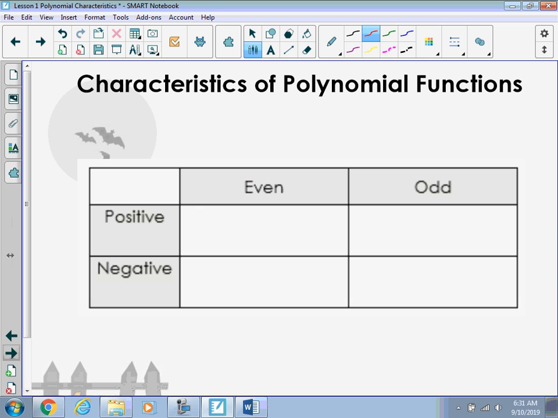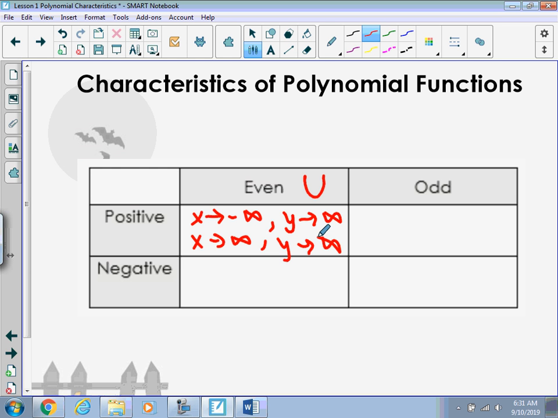So we're going to create a little chart so that we're understanding what is happening at those ends. So if the function is even and x is approaching infinity, an even graph is kind of like the quadratic, it's the U shape. So as x is approaching negative infinity, if it's going to the left, y's are approaching positive infinity. Notice that both of the end behaviors are going the same way. So as x is approaching positive infinity, y is going to be approaching positive infinity as well. They're both going in the same direction.